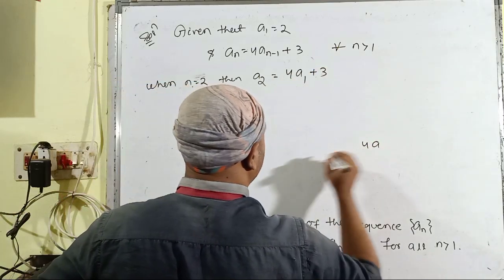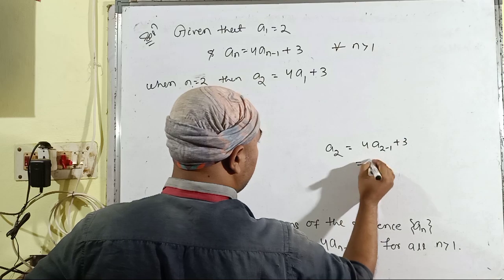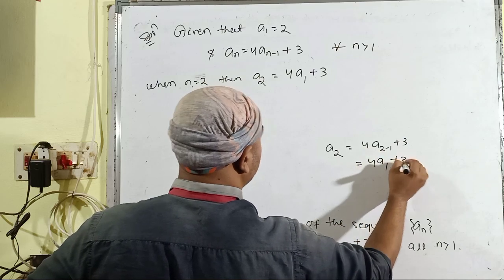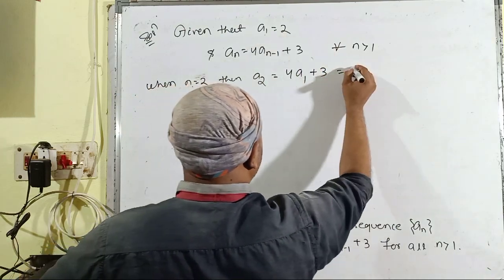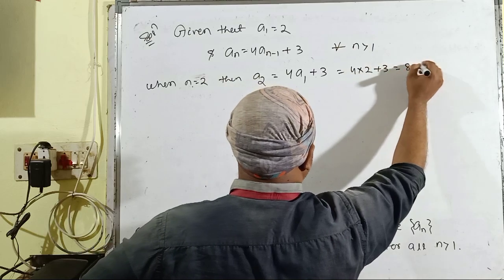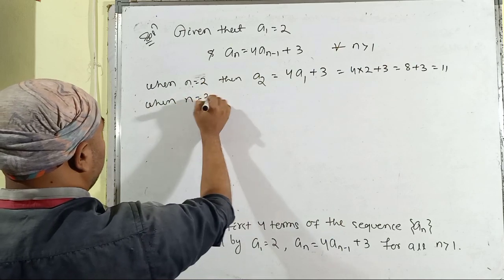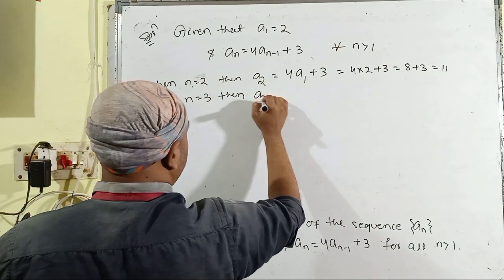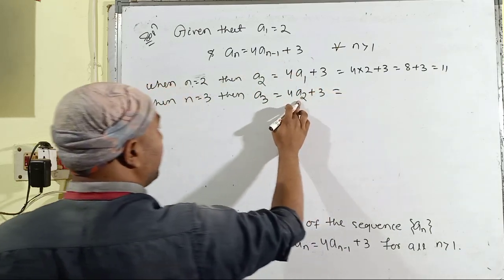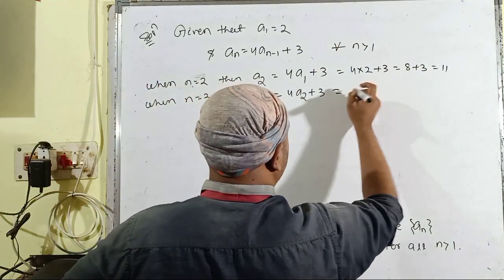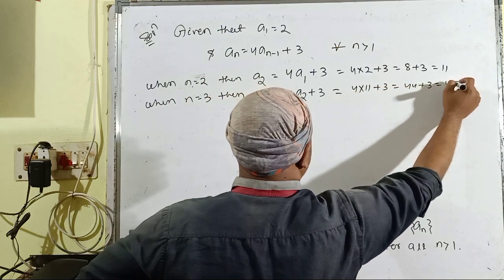First of all let us see how this evolves. 4 a(2 minus 1) plus 3, that means 4 a1 plus 3. The value of a1 is 2, so 4 into 2 plus 3, that means 8 plus 3, and it is 11. Then when n is equal to 3, then a3 is equal to 4 a2, because 3 minus 1 is 2, plus 3. The value of a2 is 11. 4 into 11 plus 3, that means 44 plus 3, it is 47.